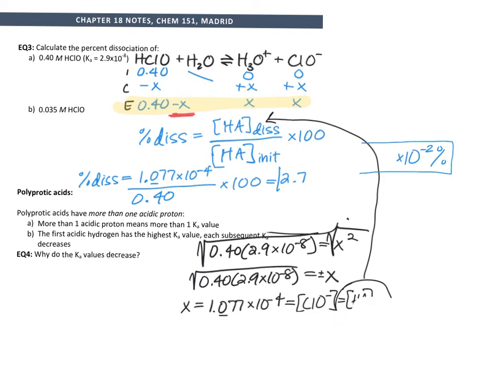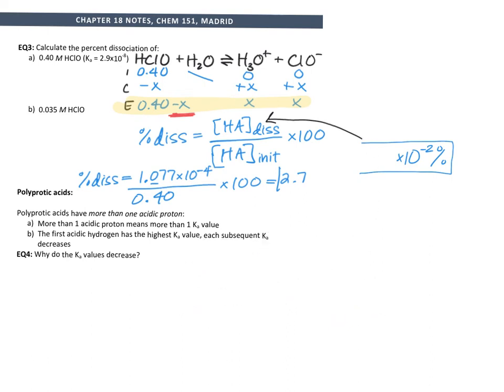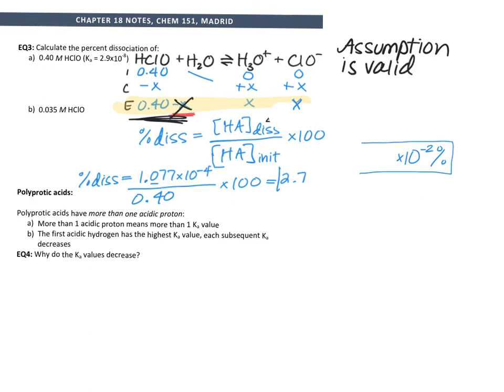Okay, let's go ahead and check our assumption. I'm going to erase this down here. Okay, the assumption is only valid if, write this in this column, assumption that my x is so much smaller than this 0.4 that I can basically eliminate it. Assumption is valid if x over my initial concentration times 100 is less than 5%.